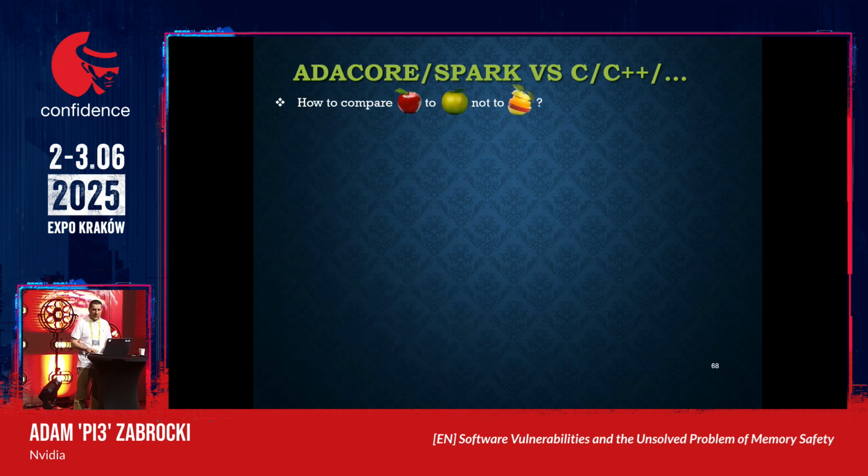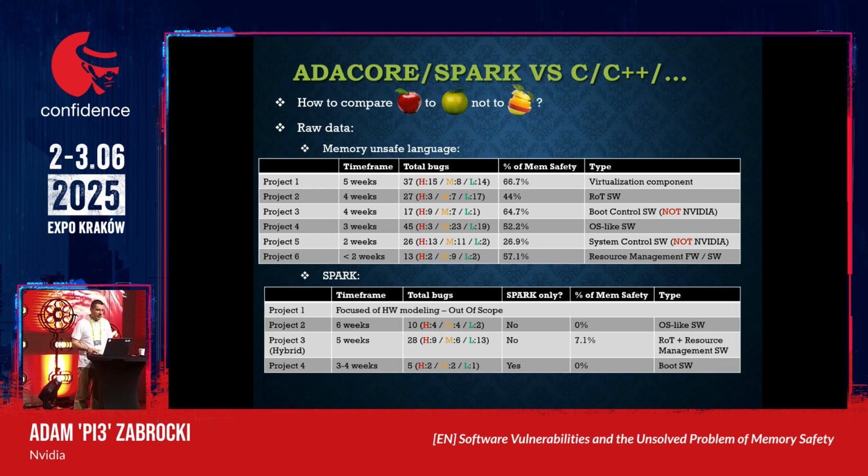First things first, how do we even compare them? How do we compare apple to apple, not apple to anything else? This is a different project, yes? How do we even analyze them? We pulled raw data from everything we had, and we categorized those projects by the type of software they do. And then we also categorized by time frame, total bugs, and what the project's goal was. And then we start to compare.